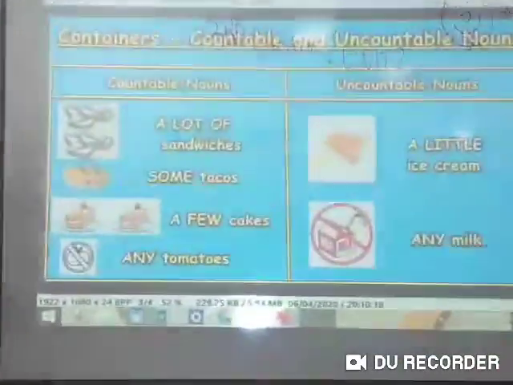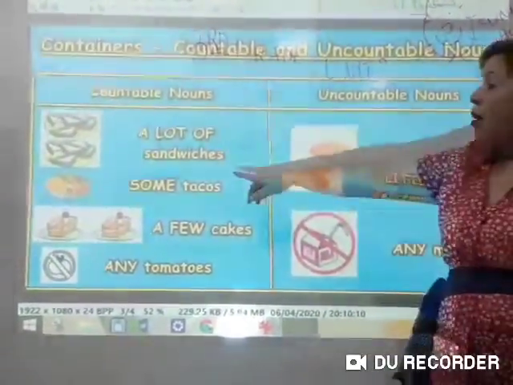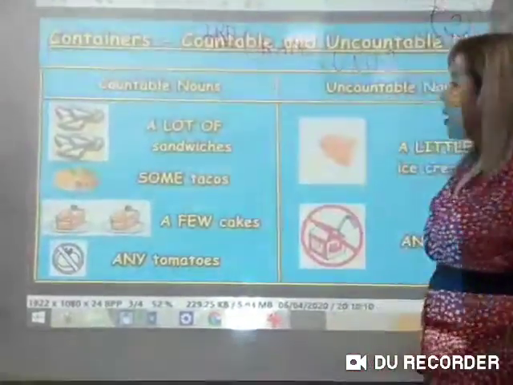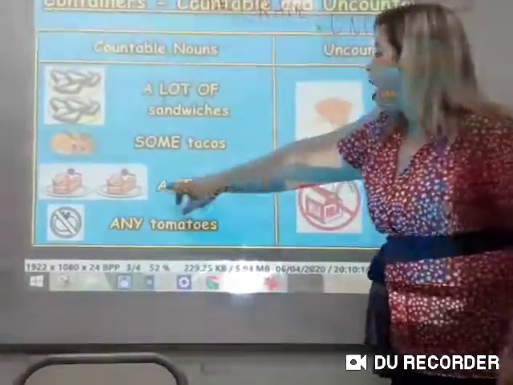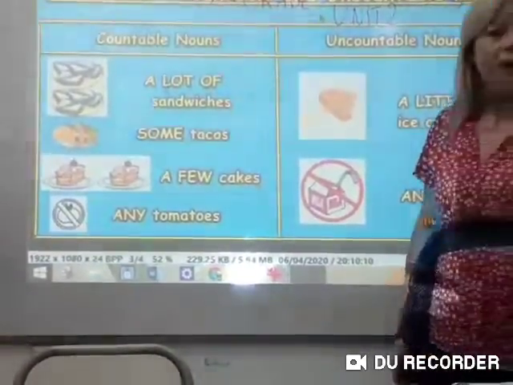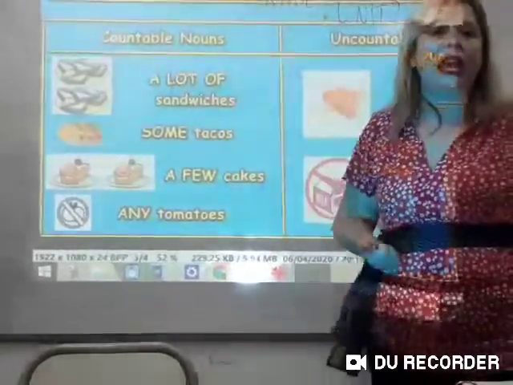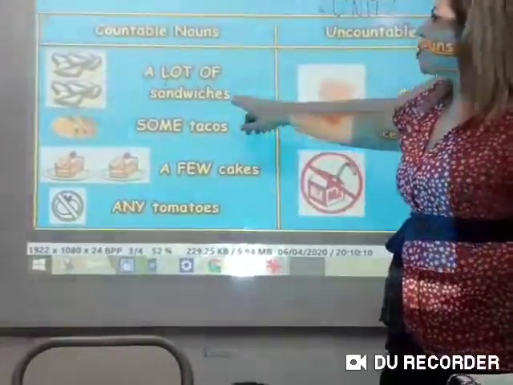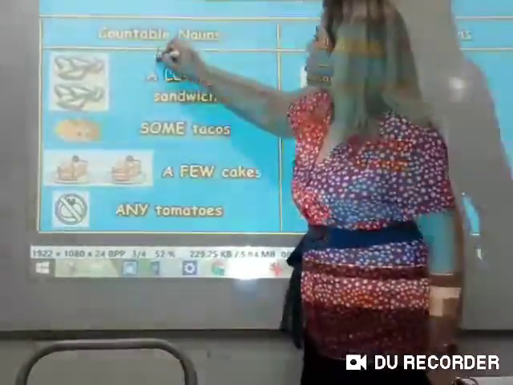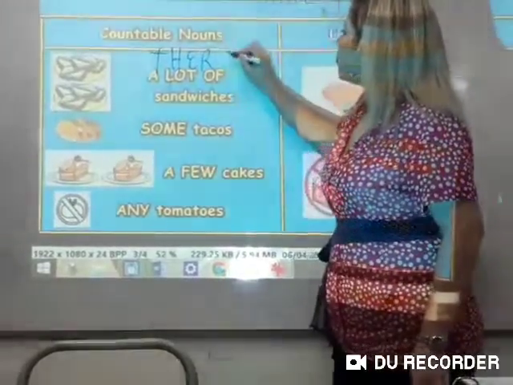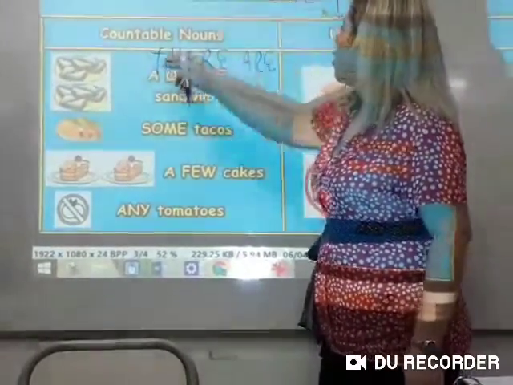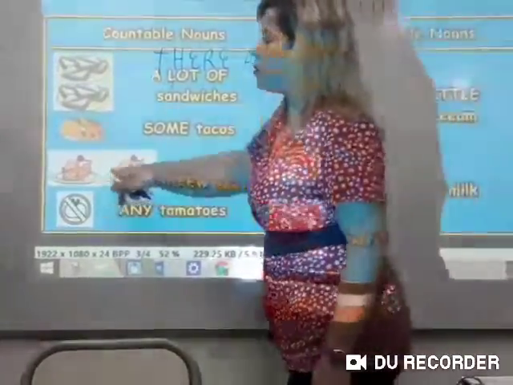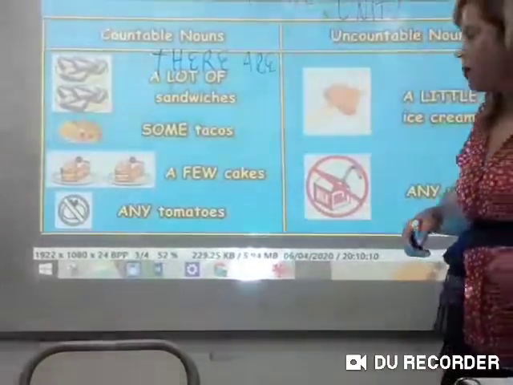Para los contables, tenemos some, que ya saben ustedes. There are some tacos. Yes. There are a few cakes. ¿Qué son contables? Todo lo que yo puedo contar. One cake, two cakes, three cakes, four cakes. Okay? Yes. There are a lot of sandwiches. Muchos sandwiches. There are a lot of sandwiches. There are some tacos. There are a few cakes. Unas pocas, a few, okay?